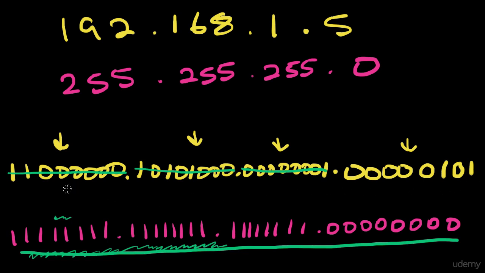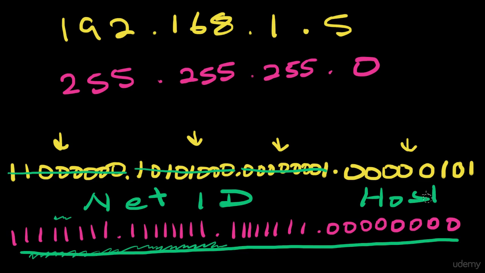The bits that are covered make up your network ID. And the bits that are left uncovered make up your host ID. So the bottom line here, this IP address is being divided along the boundary here. And the network ID is 192.168.1, and the host ID is 5.